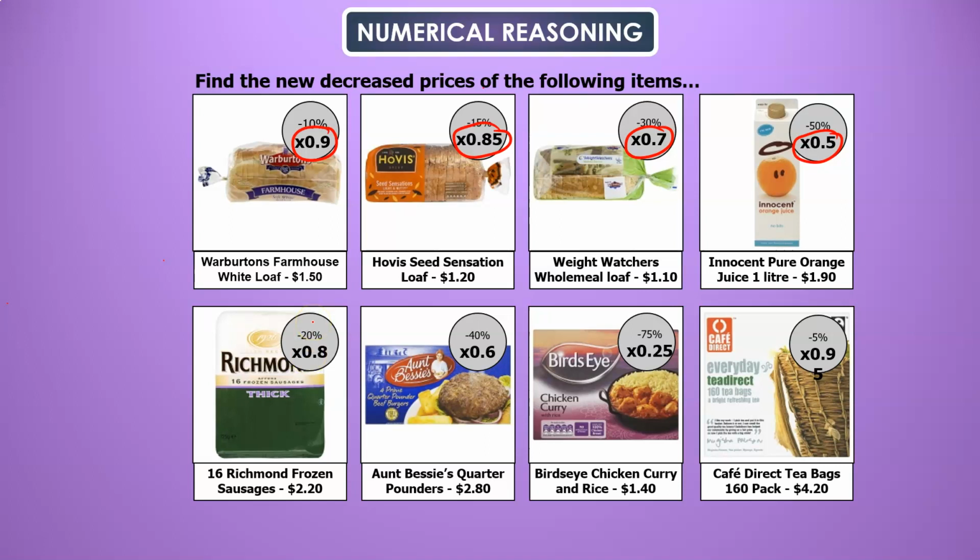So 20% off is timesing by 0.8. 40% off is timesing by 0.6. 75% off is timesing by 0.25. And lastly, it's gone on to a different line there. 5% off is timesing by 0.95. It's a bit easier to see that way.